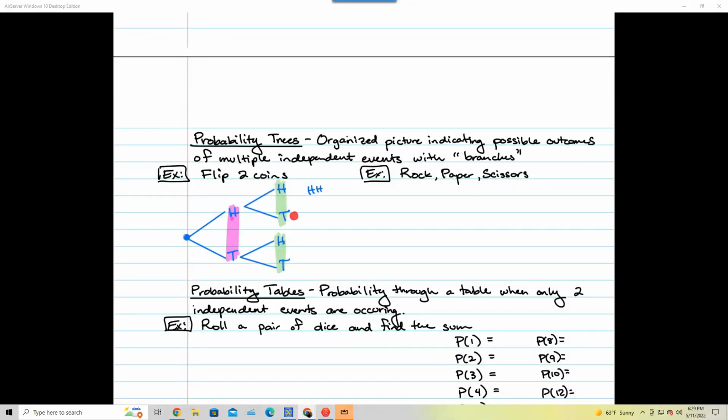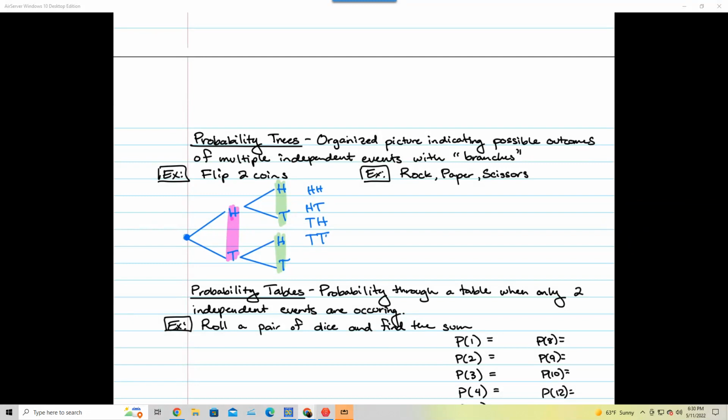If I look at this route, then to get here, I must have gone this way, which means on my first coin, I got a heads, and on the second coin, I got a tails. If I look at this route, then that means I must have gone this way, which means on my first coin, I got a tails, and on my second coin, I got a heads. And lastly, if I came through this route, that means I must have gone through here, which means I got a tails on the first coin and a tails on the second. So these are all the possible combinations.